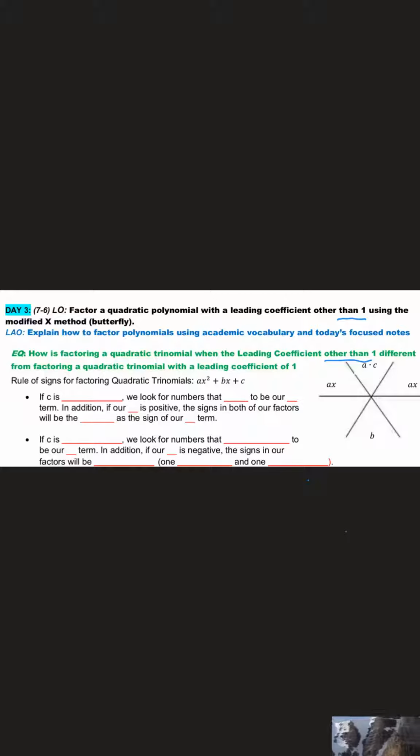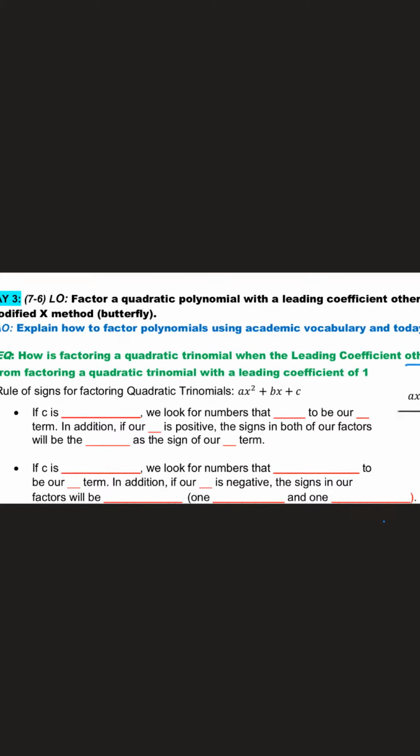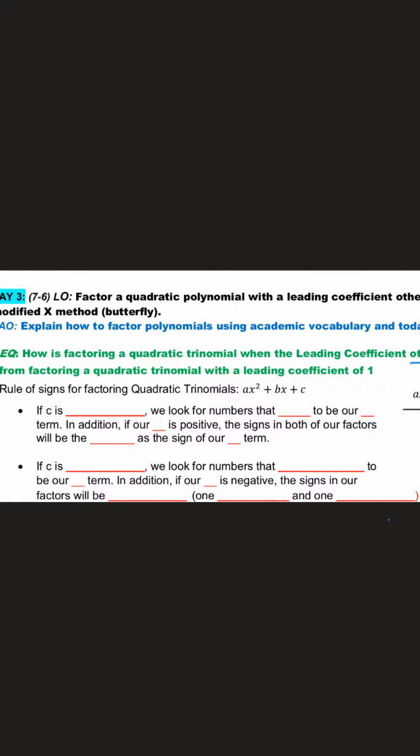So yesterday, all of our a's were 1s. Today, our a's are not going to be 1. So let's just revisit our sign rules, because the sign rules still apply here. So we're still using the same butterfly. That has not changed. The formula is still the same. Our sign rules are also still the same, but let's just recap.